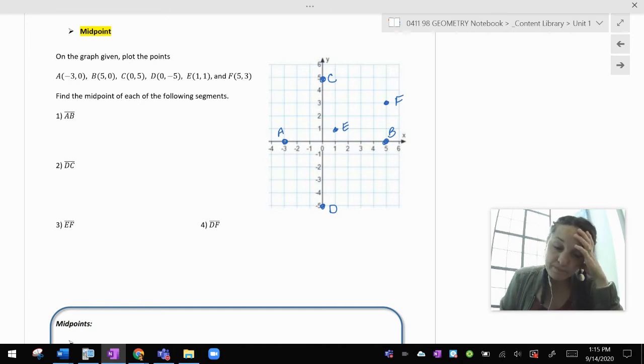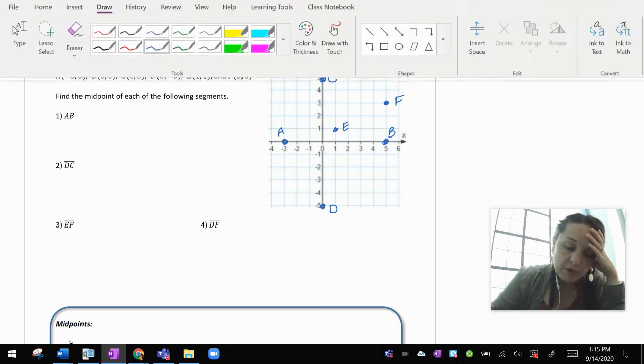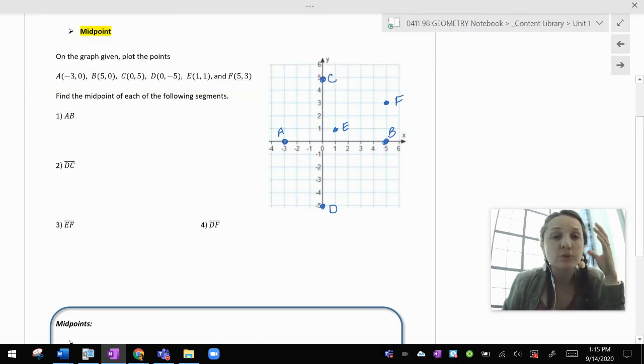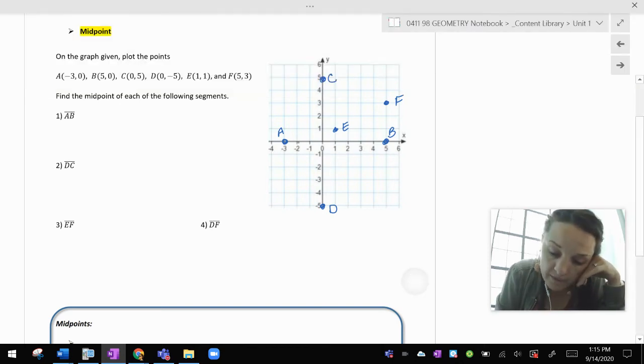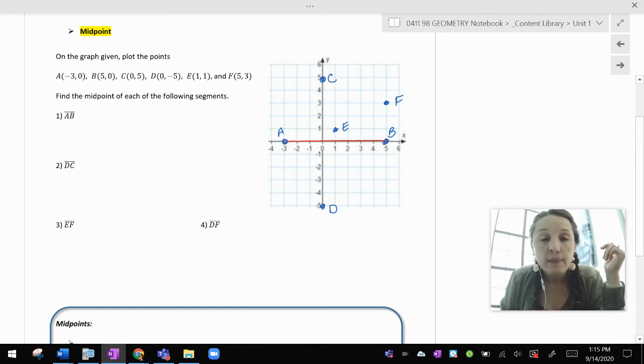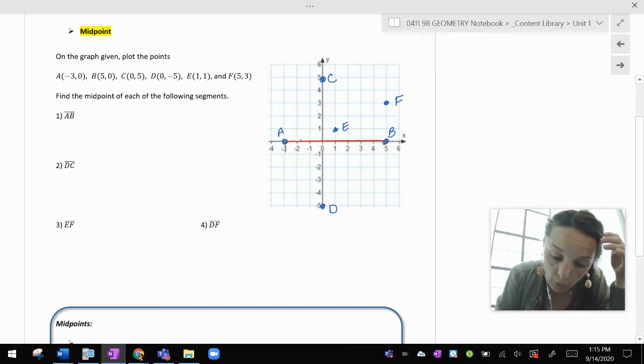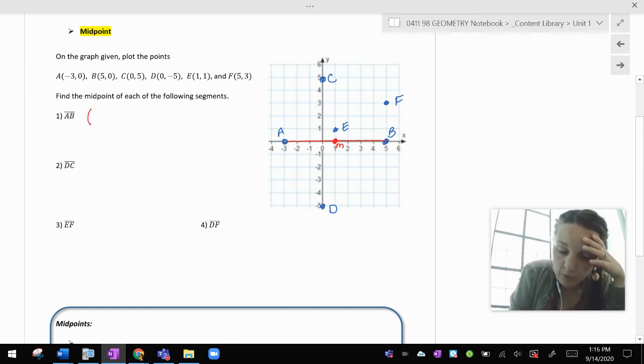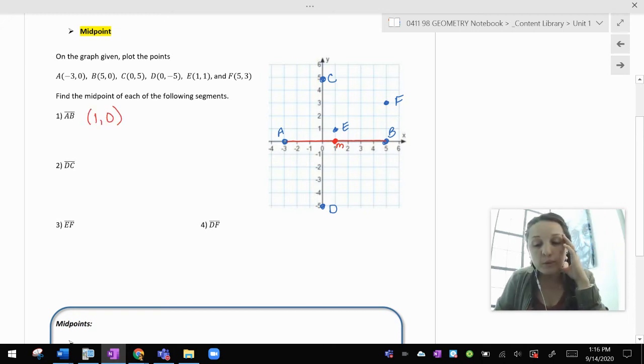Now they want me to find the midpoint. So if I want the midpoint of AB, first I'm just going to do this using our noggin. I'm not going to give you a formula or anything. AB is 8 units long, from -3 to 5. So the middle would be the one that cuts it into units of 4 and 4. That would be my midpoint. So the midpoint of AB would be 1, 0.